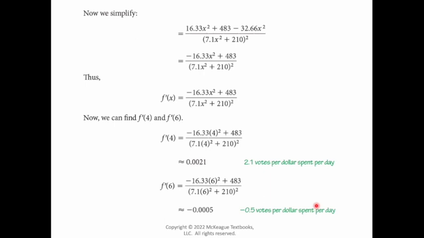So this politician is trying to figure out the best number of days to campaign. And so this first example here, when we plug in 4, that tells us if he campaigns for 5 days instead of 4, he'll get about 2.1 more votes for every dollar he spends. But if he campaigns for 7 days instead of 6, he'll lose about half a vote for every dollar. That's this one right here when we plugged in 6.